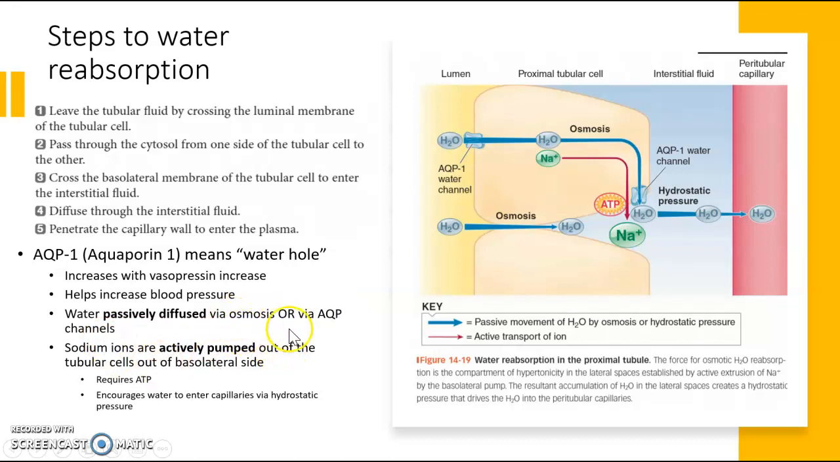And sodium ions are actively pumped, as we mentioned, and this requires ATP. We'll get to this later, but it actually uses 80% of the tubular cell's energy to actively pump these sodium molecules out. So we'll see how important that is later on.